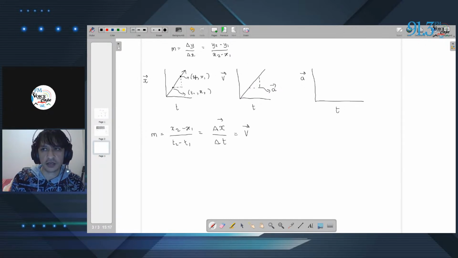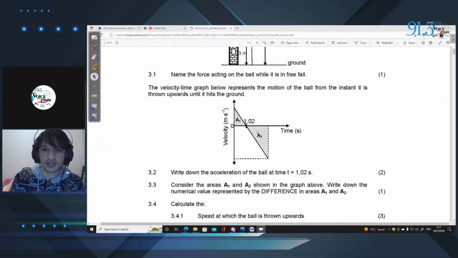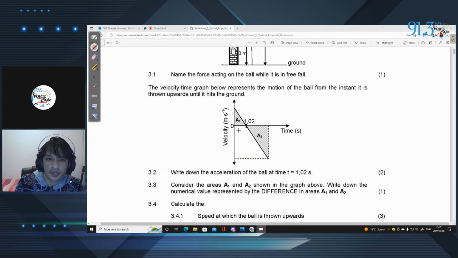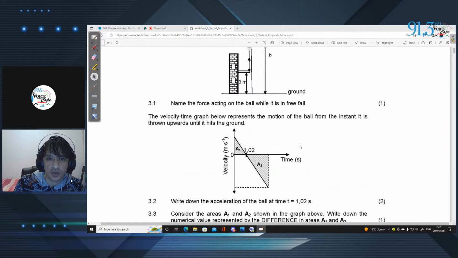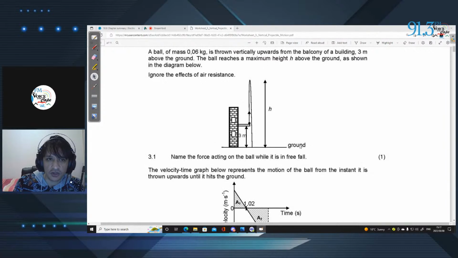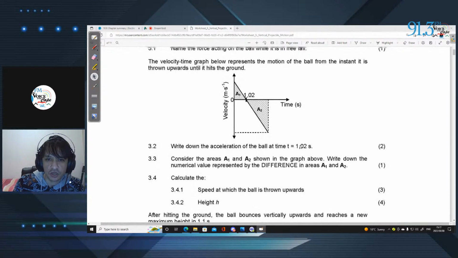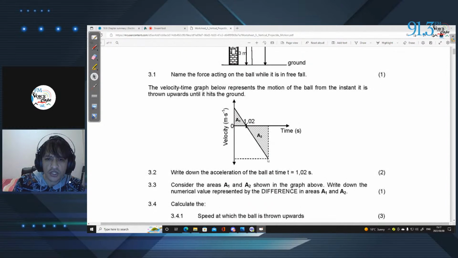And if we go back now to the previous problem, that's exactly what we can do. We can just find the gradient of this function. So we select 2 points. Now let's see what they do. Write down the acceleration of the ball at time t equals 1,02 seconds. So now we need a few pieces of information. We are using velocity versus time. Do they give us a speed? No, they do not. So we just need to get 2 points.